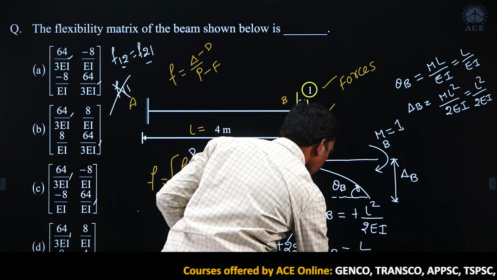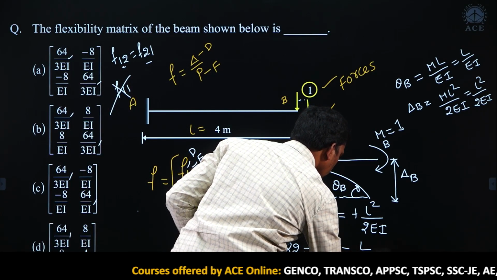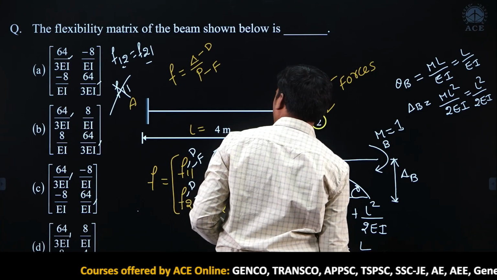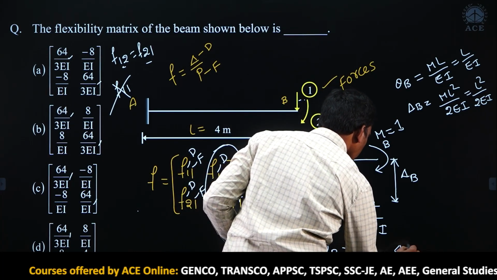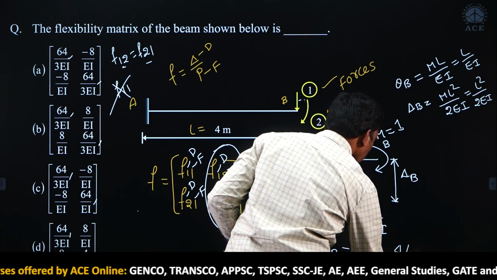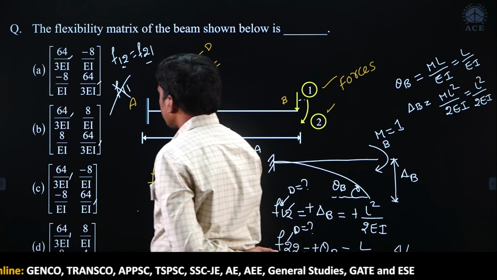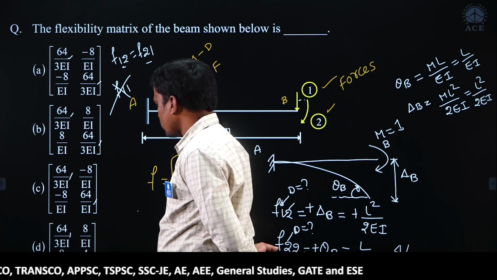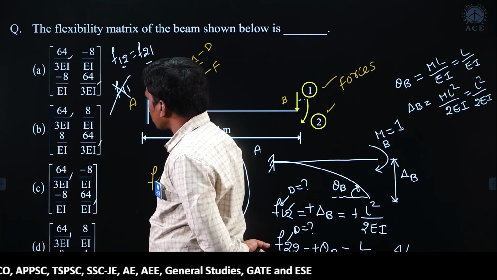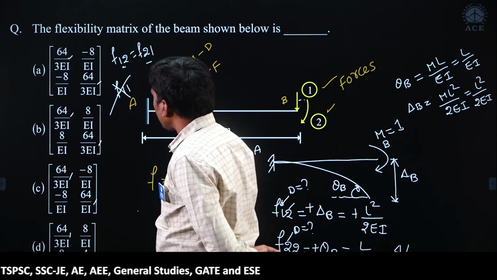Okay, L by EI, but the length is given as 4 meter, right? Then this is 4 by EI. So F22 is 4 by EI. So directly you can select, right? Yes or no? In which option is F22 4 by EI?